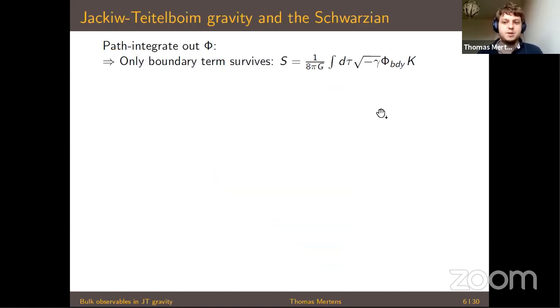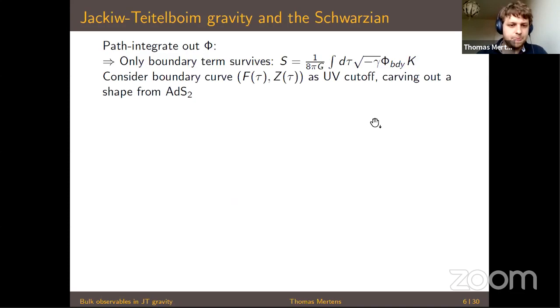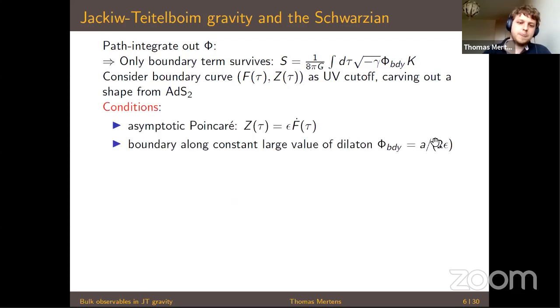Okay, so now let's continue with our main story. So we have path integrated out the dilaton field phi. Now this removes entirely the bulk contribution, and then only the boundary term survives, only this Gibbons-Hawking boundary term. Now, as boundary conditions, we will choose the following. So we will consider a boundary curve f of tau, z of tau, so the Poincaré coordinates as a function of some new proper time coordinate tau, as UV cutoff of this space, and this carves out the shape from the AdS2 geometry.